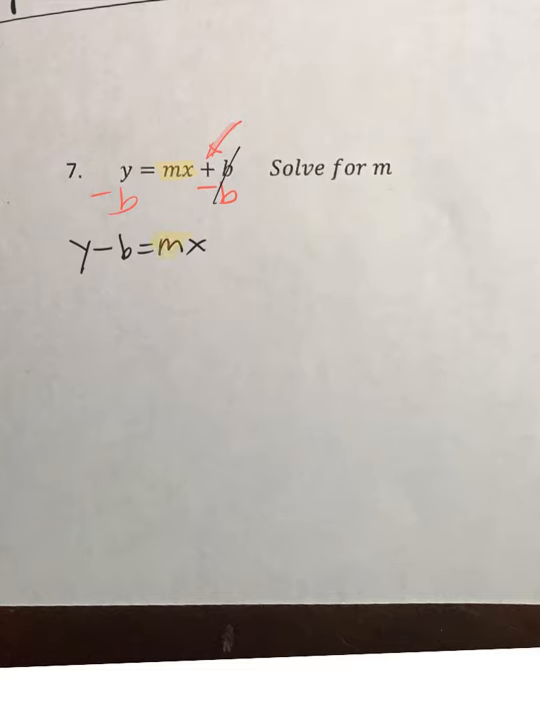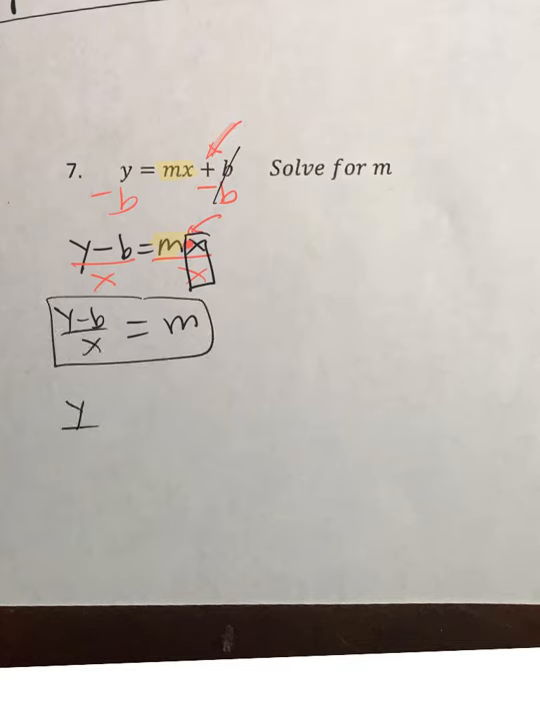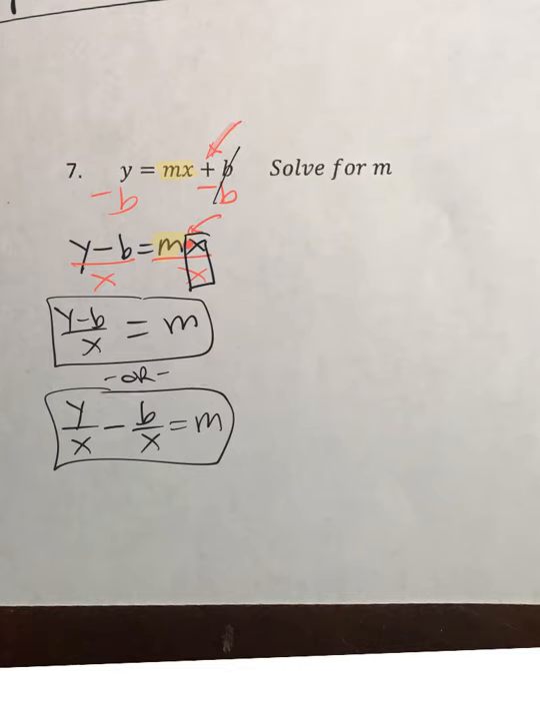So we're trying to get m by itself. So since m and x are being multiplied together, I can undo the multiplication of x by dividing out the x. So this is going to be x divided by x is 1, and 1 times m is just m. And sometimes we leave it like that, but that really means that y is being divided by x and b is being divided by x. So both of those are correct.